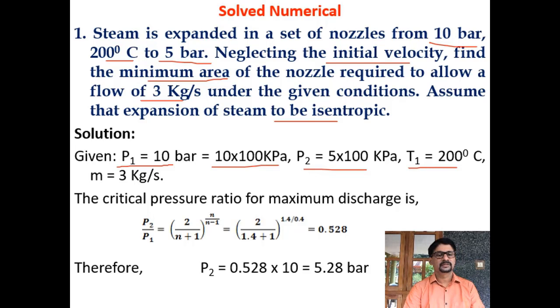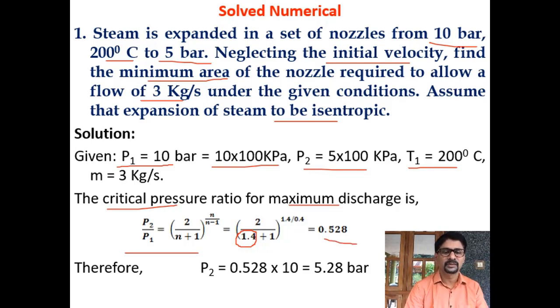Now let us find out the critical pressure ratio for the maximum discharge. So this pressure ratio is between throat and the inlet. So P2 by P1 is equal to (2 by n plus 1) to the power n by n minus 1. Here the value of n is not given, so assuming ideal condition, you can take it as 1.4. By this you will get the ratio of P2 by P1 as 0.528. Since P1 is given as 10 bar, P2 is equal to 0.528 into 10, which is equal to 5.28 bar.